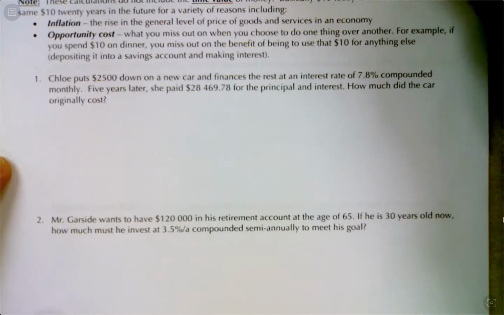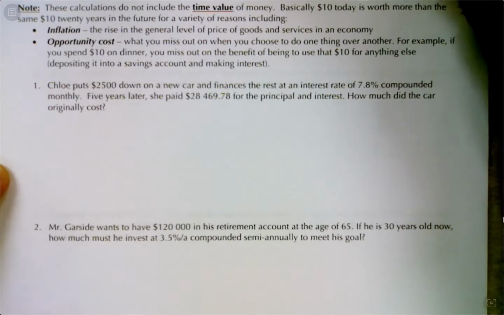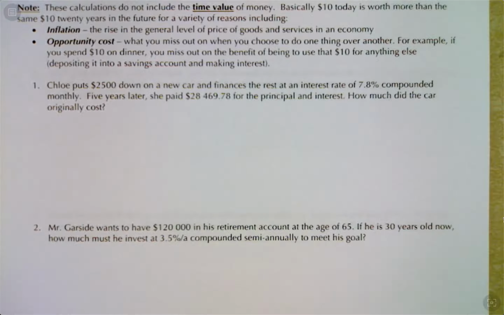All right. Number 1 is the one we're going to do. Number 2 is the one I'm going to try to get you to do. Chloe puts $2,500 down on a new car and finances the rest at an interest rate of 7.8% compounded monthly. 5 years later, she paid $28,469.78 for the principal and the interest of her loan. How much did the car originally cost?